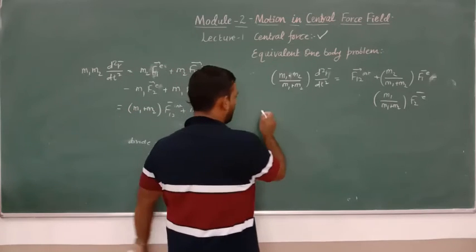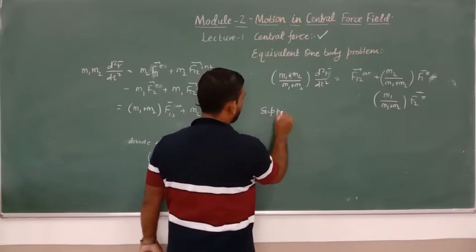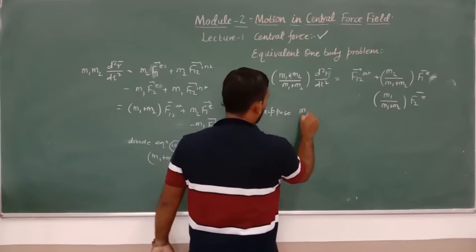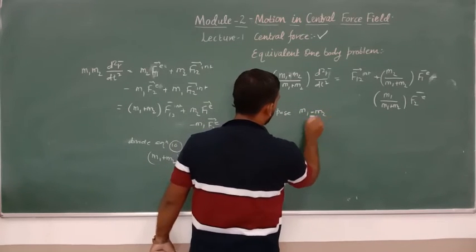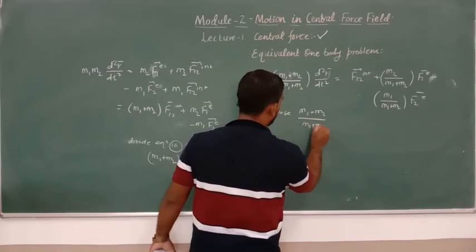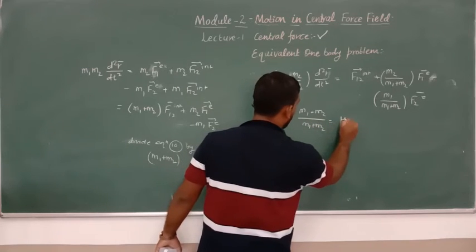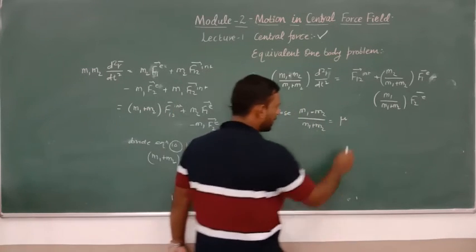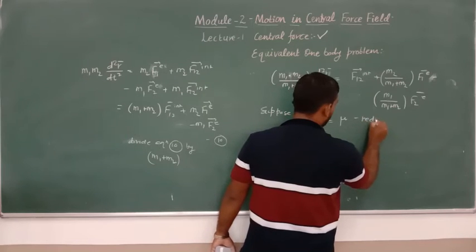Okay, so suppose m1 m2 upon m1 plus m2 is represented by mu, the reduced mass of the system.